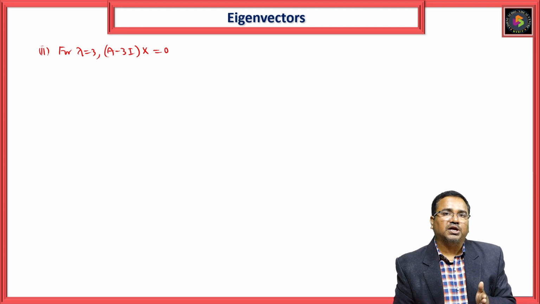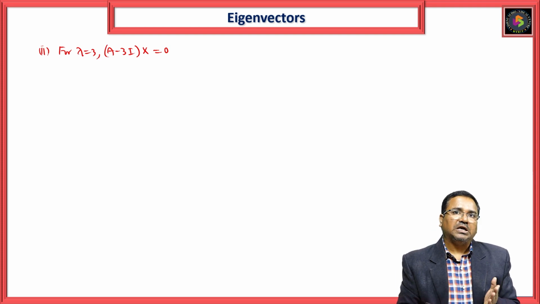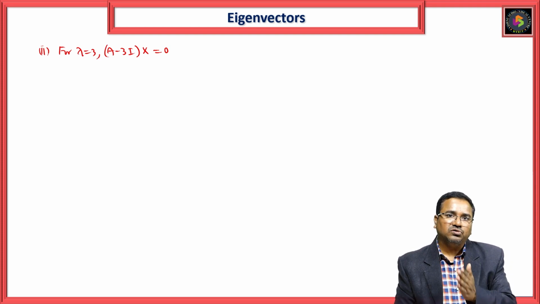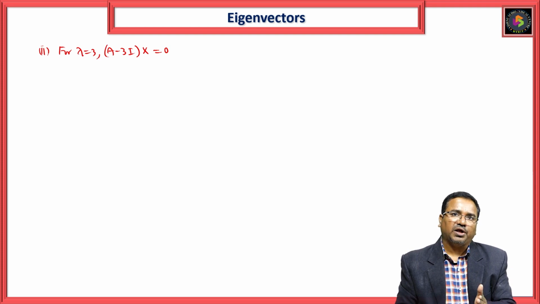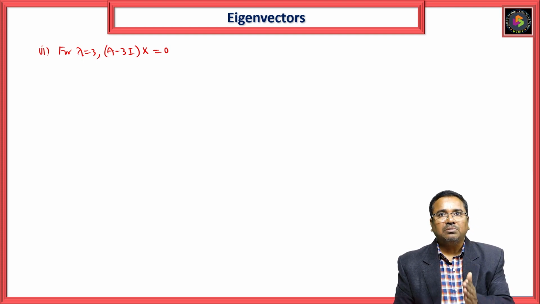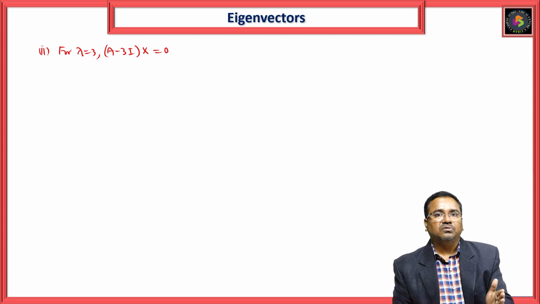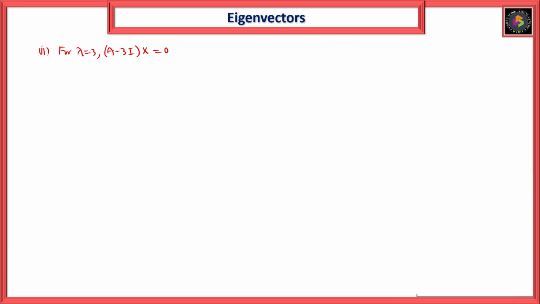Just subtract: A we already know, and I is the identity matrix of order 3. Multiplying with 3, we get 3, 0, 0, 0, 3, 0, 0, 0, 3. If you subtract 3I from A, the impact is only on the diagonal elements. The non-diagonal elements remain the same. Only the diagonal elements get 3 subtracted.